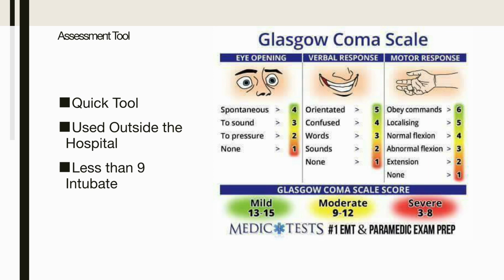They say less than 9 intubate, so anything 8 or less intubate, because that means we're going to have a really big problem with motor response, verbal response, and we want to make sure we're maintaining that airway. This lets us know a good, easy baseline for our patients.